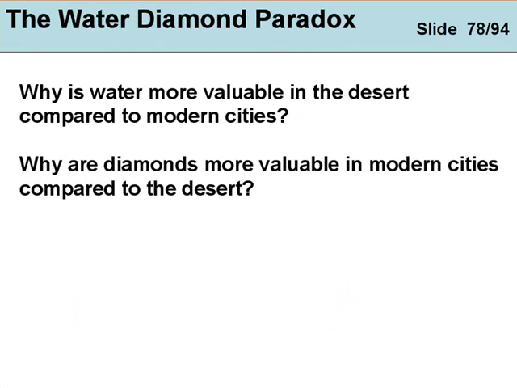And of course the answer is scarcity. Water is very scarce in the desert, and diamonds are scarce in modern cities. So the more scarce something is relative to its need or to its want, the more valuable it will be. So a Rolls Royce is more expensive than a Fiesta because there are fewer Rolls Royces.